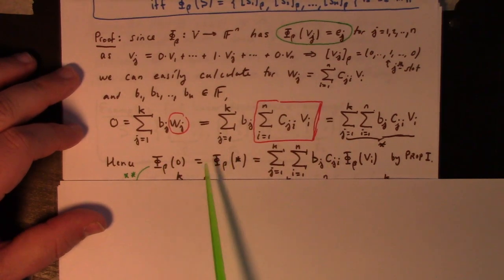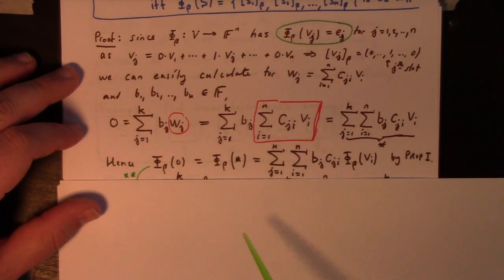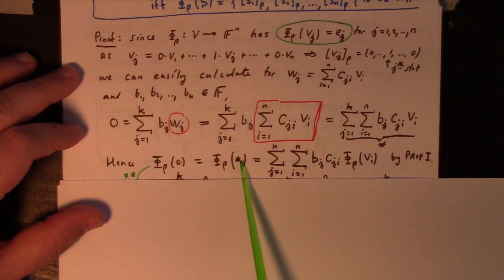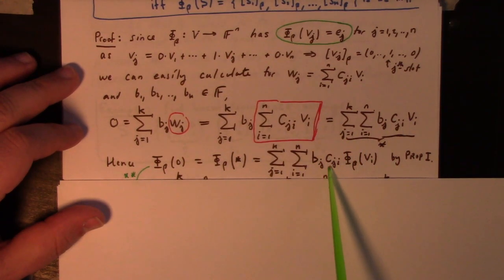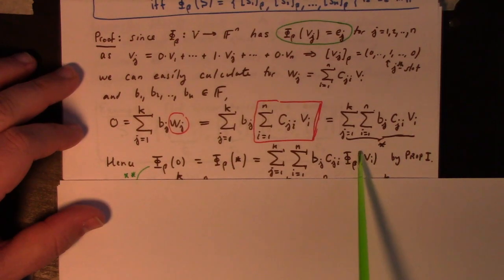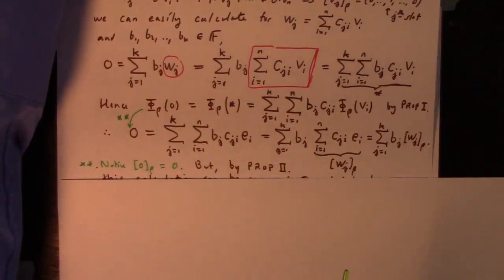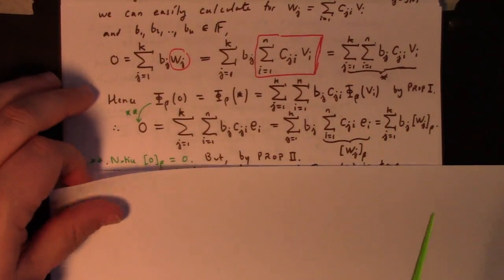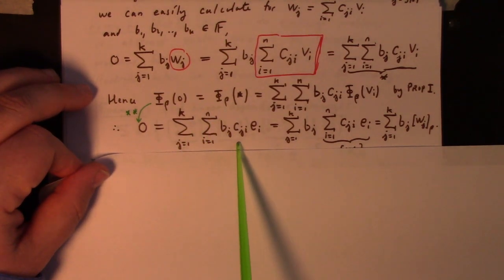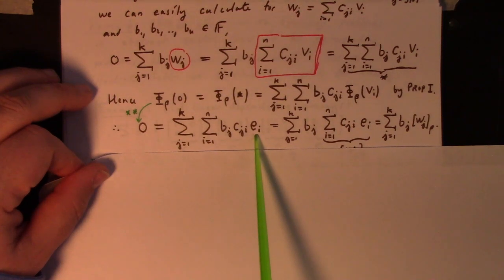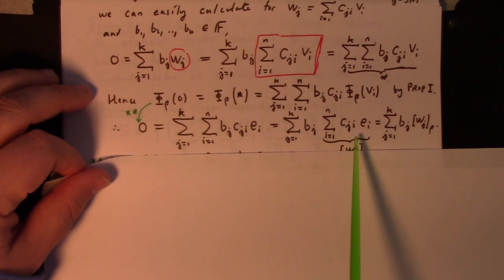phi beta of 0 is equal to phi beta of star. Well, phi beta of 0 has to be 0 because the coordinate vector of 0 is 0. On the other hand, phi beta of star, using proposition 1, part 3, I can pull the sums out. I can pull the constants out, and I'm just left with phi beta of Vi. But you remember what phi beta of Vi is. We just argued that phi beta of Vi is Ei. All right? So this becomes the sum over j equals 1 to k, sum over i equals 1 to n, Bj, Cji, Ei.